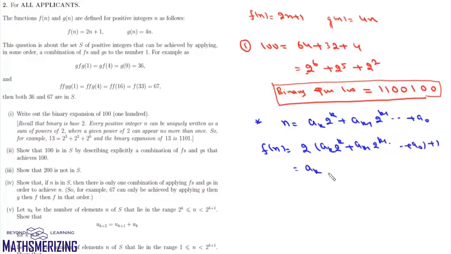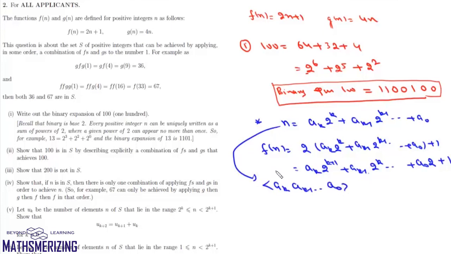So it will be ak 2 to the power of k plus 1, ak minus 1, 2 to the power of k, and so on, a naught into 2, and plus 1 into 2 to the power 0. So the number which previously in binary was ak minus 1 down to a naught will now become ak minus 1 down to a naught and 1. So if we take this function f on any binary number, we'll introduce this digit 1 to the end.